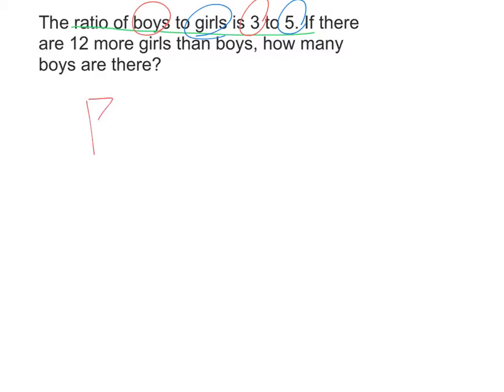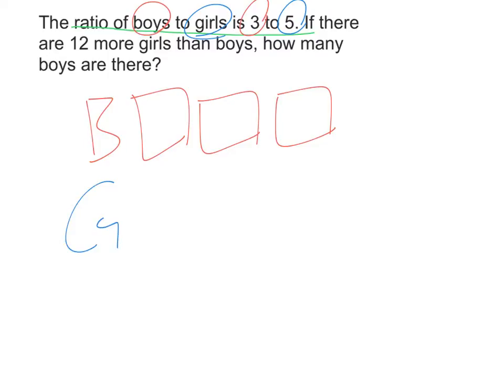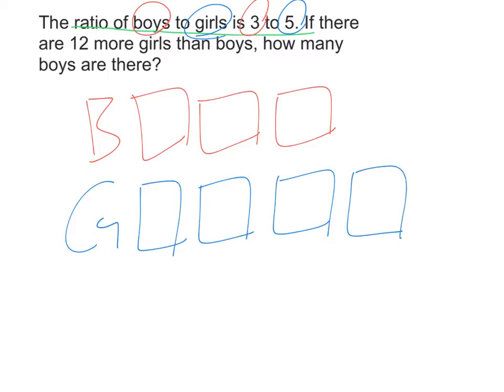So we have boys, 1, 2, 3. And then we have girls, 1, 2, okay? So this shows a ratio using the tape diagram. We have 3 boys to the 5 girls. And what it says now is if there are 12 more girls, so this is the important part, 12 more girls.